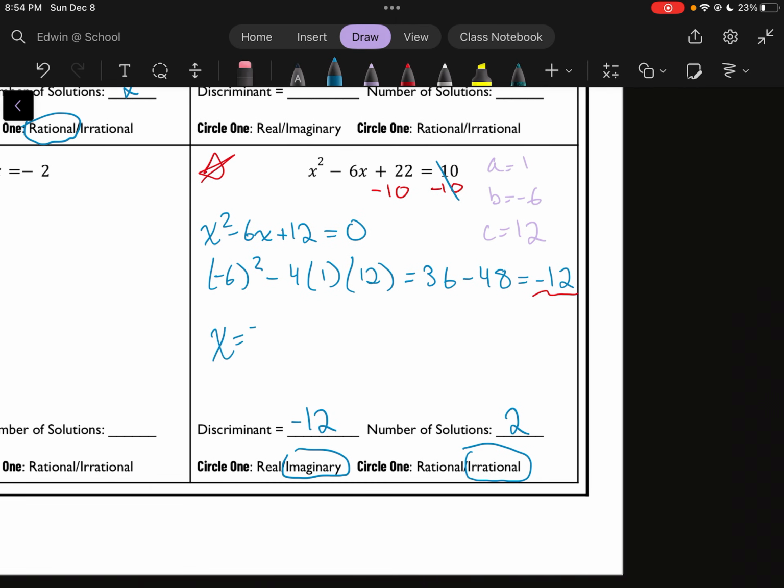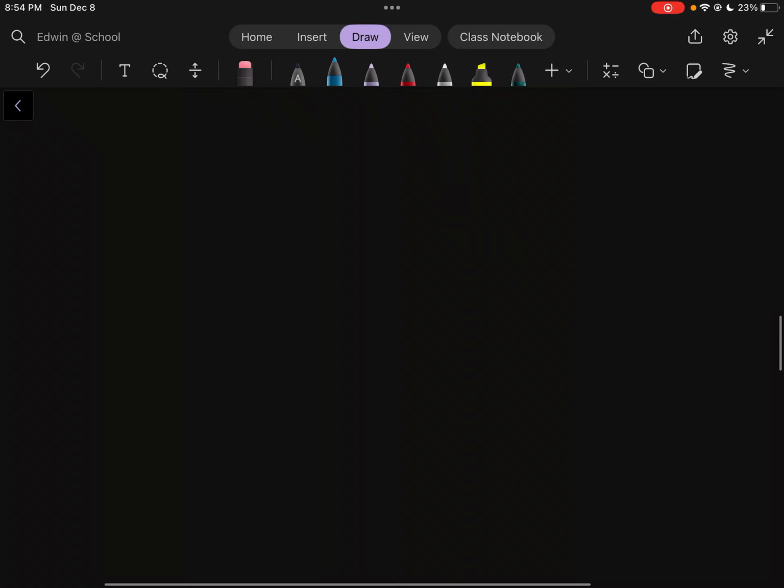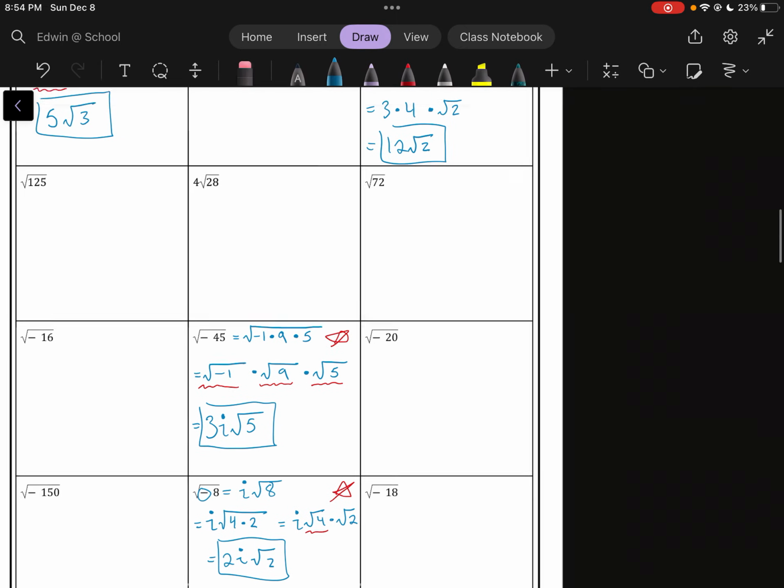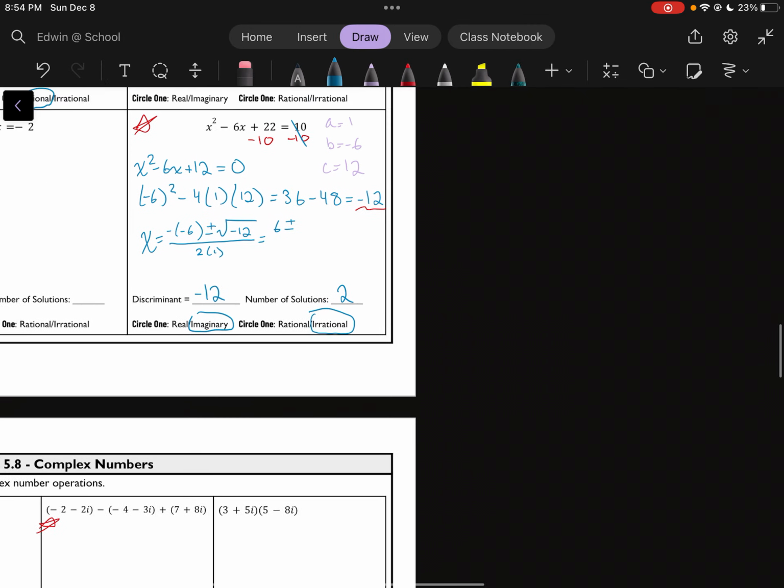X equals negative b, which is a negative 6, plus or minus the square root of our discriminant, which is negative 12. All of this divided by 2 times a, which is 1. Basic arithmetic. Negative 6, it's a positive 6. Plus or minus, well, now we got a weird expression in there. So this square root of negative 12 looks very familiar to these questions that we were doing up here. And we're going to do the same exact process to simplify.